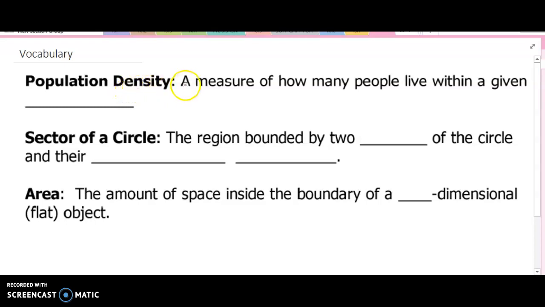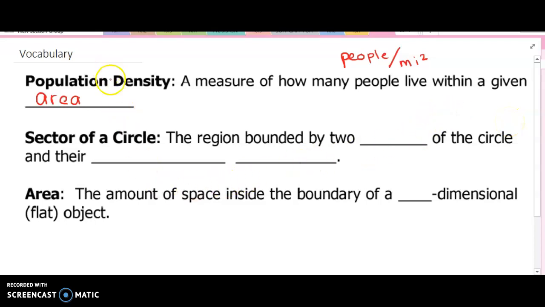Population density is simply a measure of how many people live within a given area. So you may hear on the news that there's 12,000 people per square mile in this city. That would be population density. Usually it's people per square mile. It doesn't have to be by any means, but that's generally what you think of when you think of population density. And depending on where you're at, the population density can vary greatly.